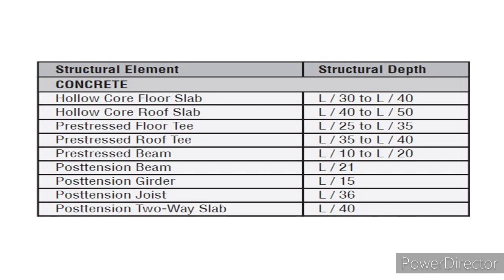Pre-stressed beam: structural depth is L/10 to L/20. Post-tension beam: structural depth is L/21. Post-tension girder: structural depth is L/15. Post-tension joist: structural depth is L/36. Post-tension two-way slab: structural depth is L/40.